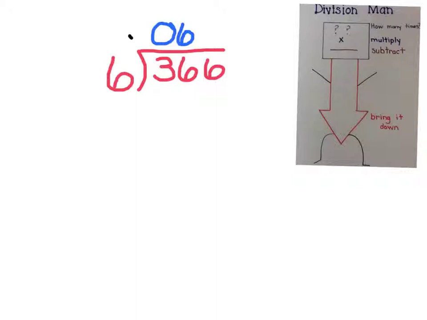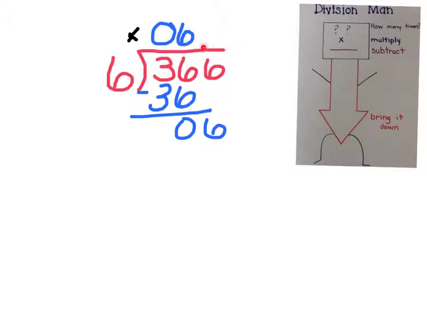And I'm even going to put a little multiply sign up here so I can remember that I do need to multiply the divisor by the number that I just put up on top as I get my quotient. So 6, multiplying 6 times 6, I get 36. How many times? Multiply, subtract, bring it down. And I brought the 6 down.